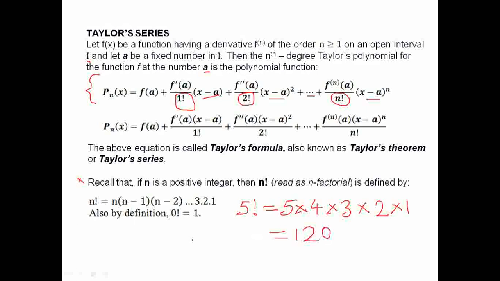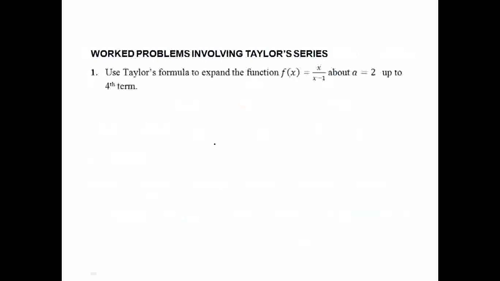This is very, very simple. Then there is also another one, which I'm sure you do remember. By definition, we say 0 factorial is equal to 1. I think from the lower course, EGM 211, you must have been introduced to these concepts. So this is Taylor's series. Let's look at some worked problems that involve the application of Taylor's series.